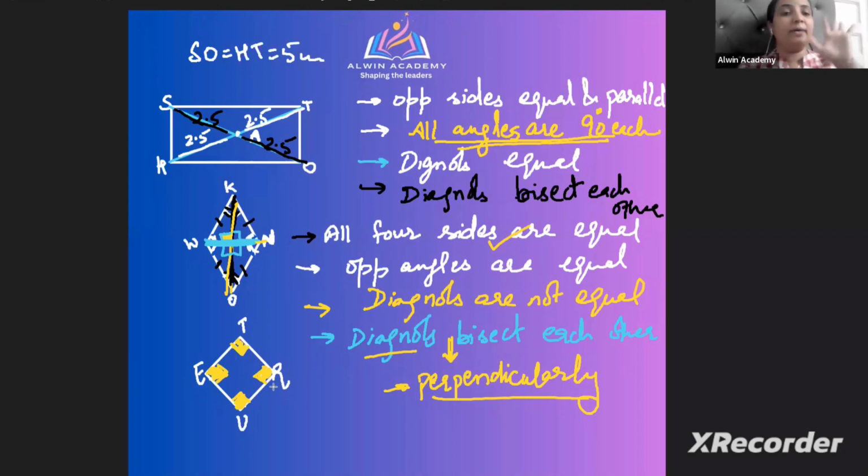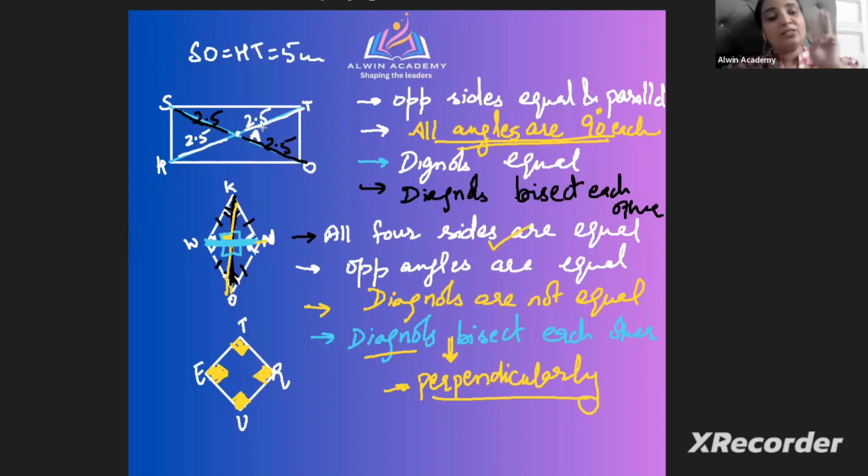Diagonals perpendicularly bisect each other also. Because it is similar to a rhombus, the diagonals bisect each other, and they are perpendicular as well. So I'll try to make it relatable for you. Dekho, when I discussed the parallelogram, let's only discuss the diagonal property: if they are equal or not, if they are bisecting or not, and if they are perpendicular or not. I'm only discussing three properties of diagonals in all four categories that we have.